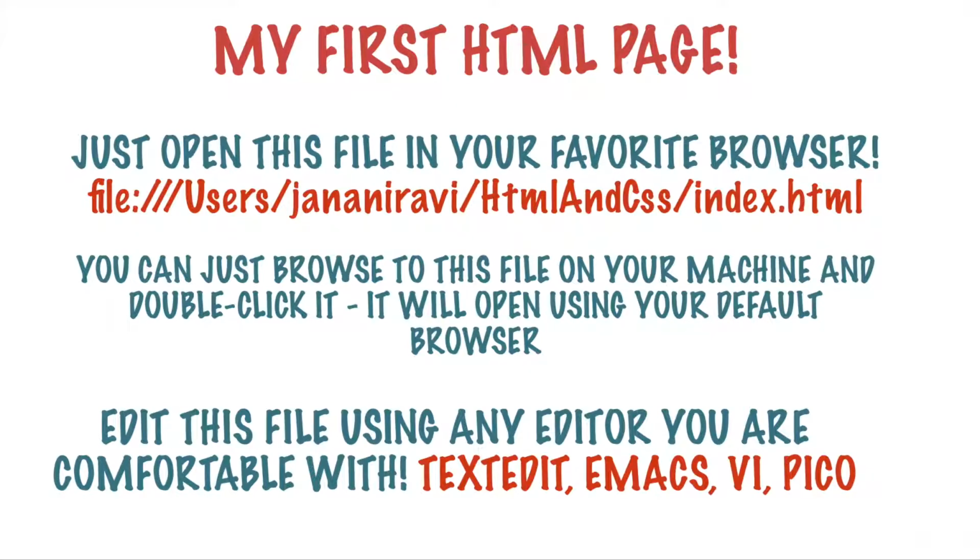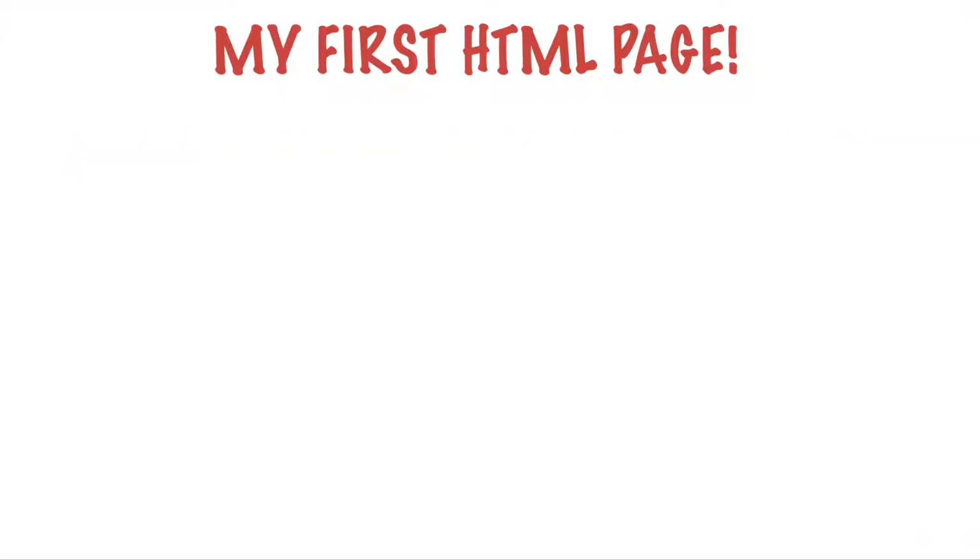And the file that you created with the .html extension, well, this is just a text file, so you can edit it using any editor that you are comfortable with, which could be TextEdit or Emacs or VI or Pico, or if you're on Windows, it could just be Notepad or WordPad. And again, none of these directions change in any way whatsoever if you happen to be doing this on a Windows machine. Specifically, the paths will continue to use the forward slash.